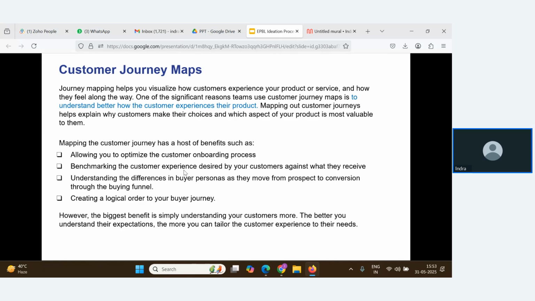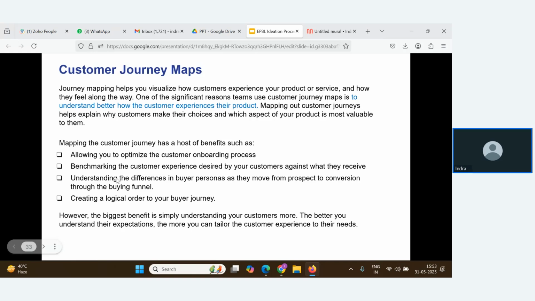One of the main reasons a team uses a map is to understand how customers are actually experiencing your project or product. By looking into this journey, you can see why customers make certain decisions and what factors make them stop using your product.